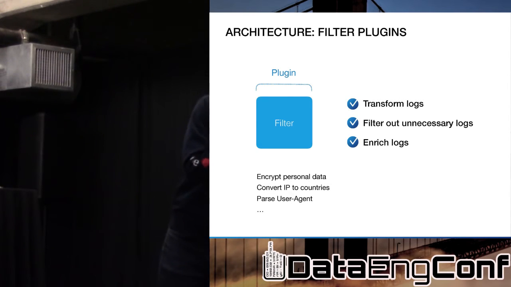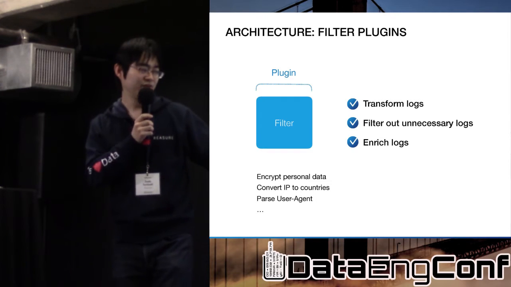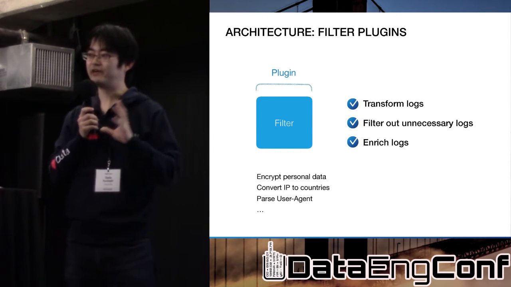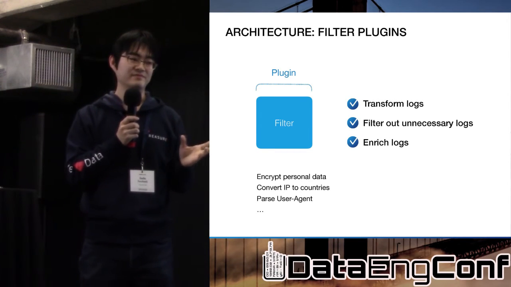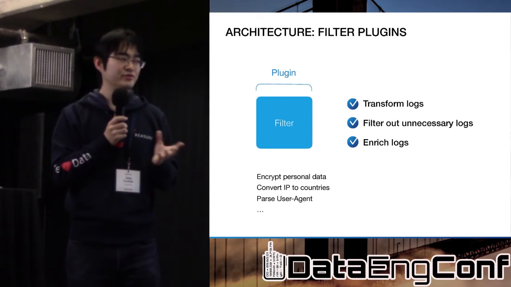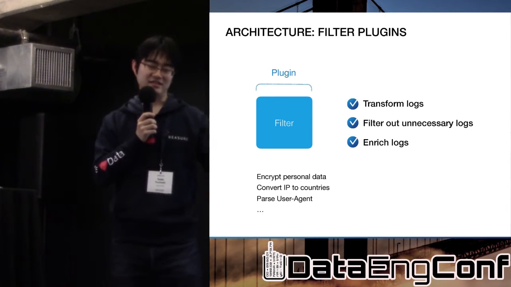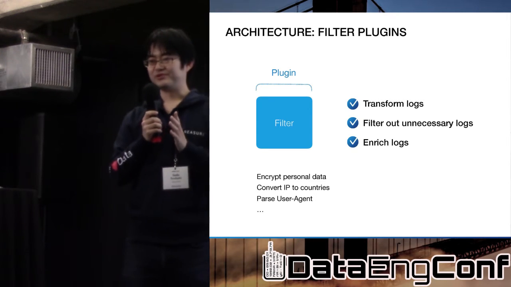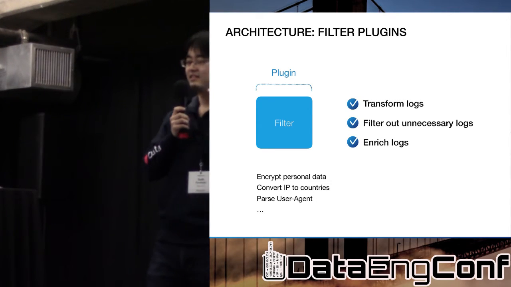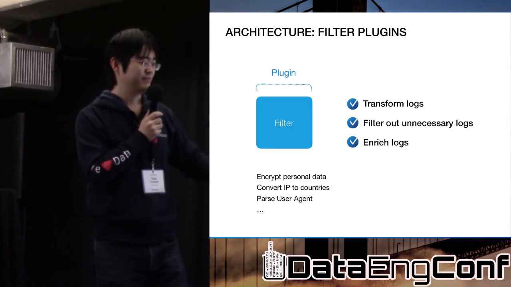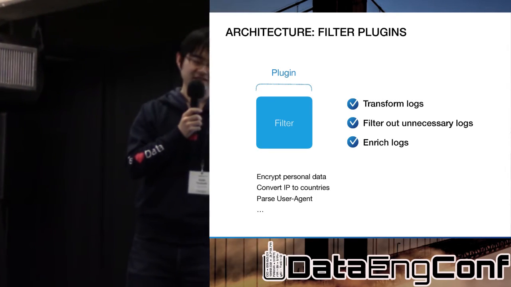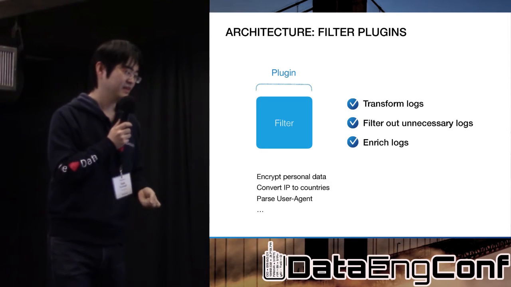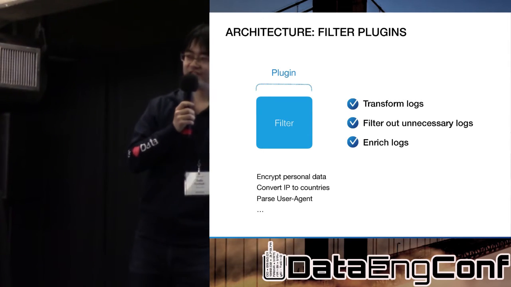Another big use case is to convert IP to regional information like countries or areas. This is also important for data analytics. And you don't have to do that at the later data analytics step. I think in many cases you do this conversion at the later ETL steps, but a filter plugin can do that in a streaming way, in real time.